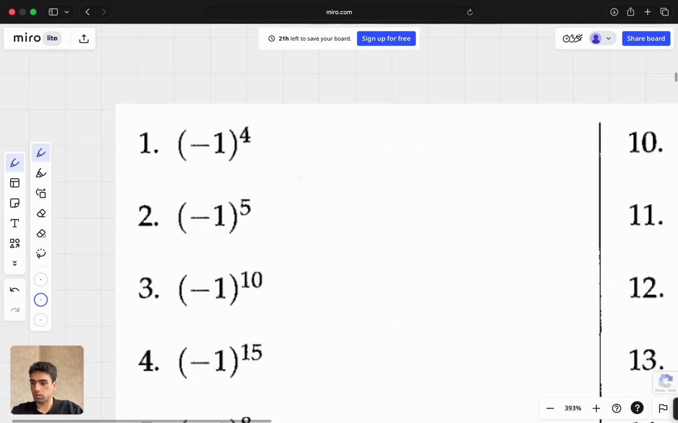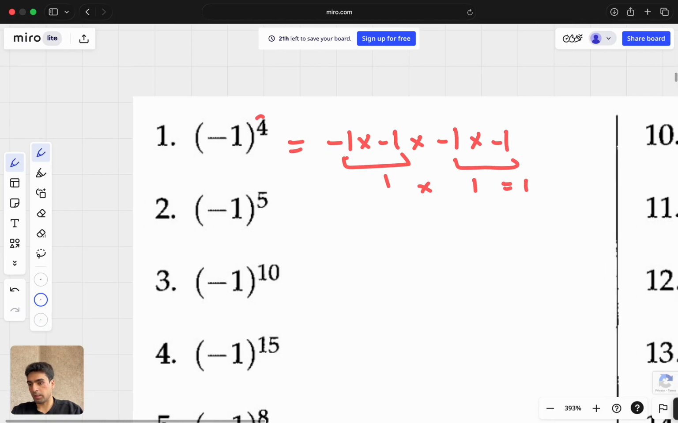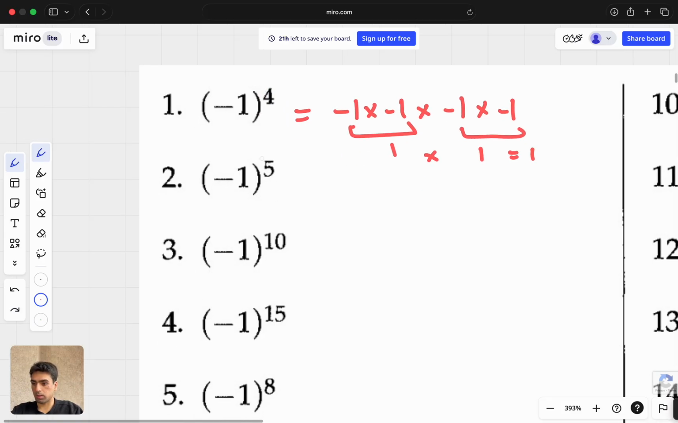So here are some questions. In this case, you have negative 1 to the power of 4. That means negative 1 times negative 1 times negative 1 times negative 1. This is 1, this is 1. So 1 times 1 is 1. If the power is an even number, it's always going to be positive, right? So in this case, because 5 is an odd number, I know it's going to be negative 1. 10 is even, that's going to be plus 1. 15 is odd, so that's negative 1, right?